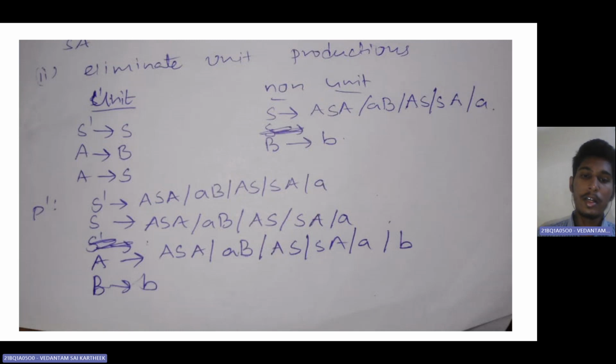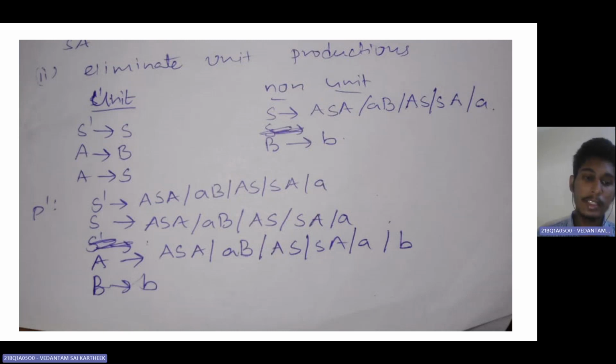Here, productions are considered unit productions only if a single non-terminal is present on the right side, not terminal symbols. So terminal symbols are considered as non-unit productions. Then the productions become: we need to add S dash, since S dash tends to S, and S implies AS and all these productions, we need to replace the S dash with all these productions. Similarly, we need to add these non-unit productions directly into the P dash.